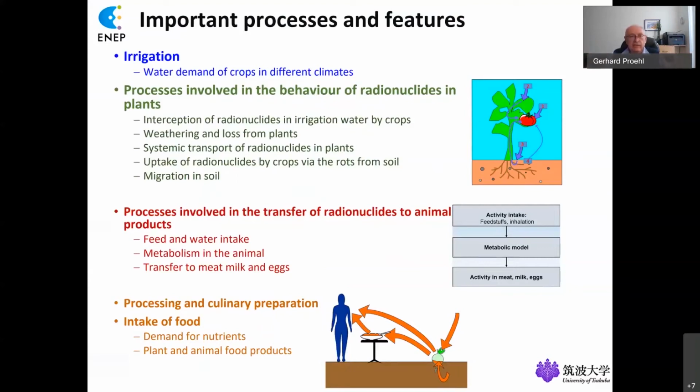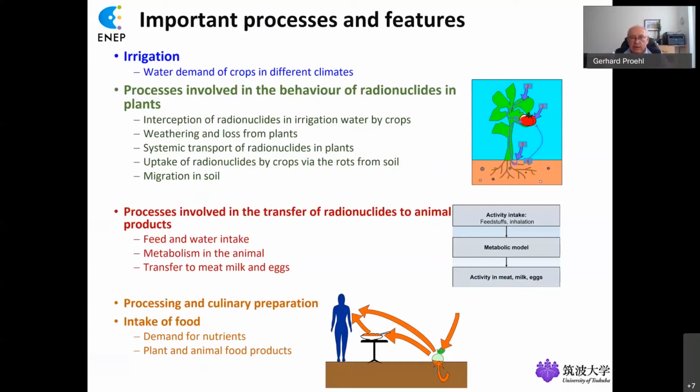First of all, we have irrigation. Irrigation demands of the water demand in different crops in different climates. I will discuss this later in more detail.